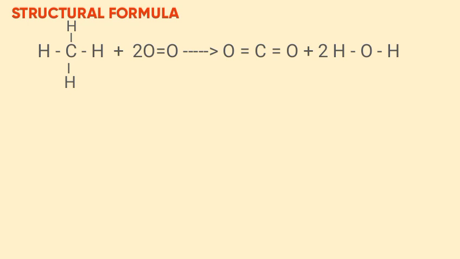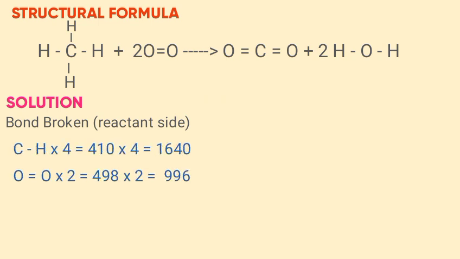Now, solution. Bonds broken on the reactant side. You have C-H times 4, 410 times 4, that is 1640. We have O=O, double bond, times 2, that is 498 times 2, that gives you 996. Now, if you add the two, you get 2636, which is positive. So it becomes positive 2636 because energy is absorbed.